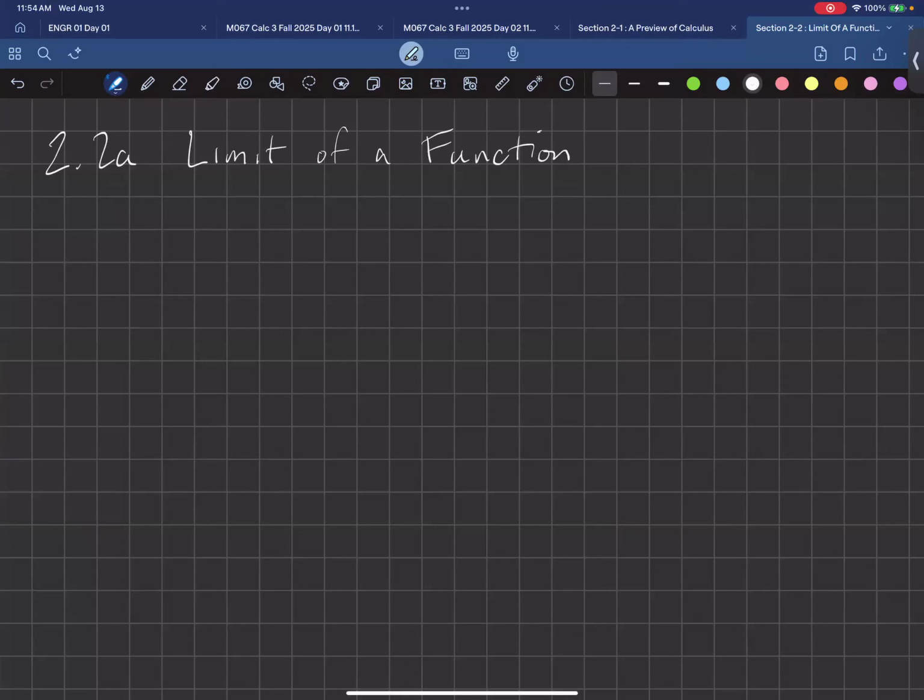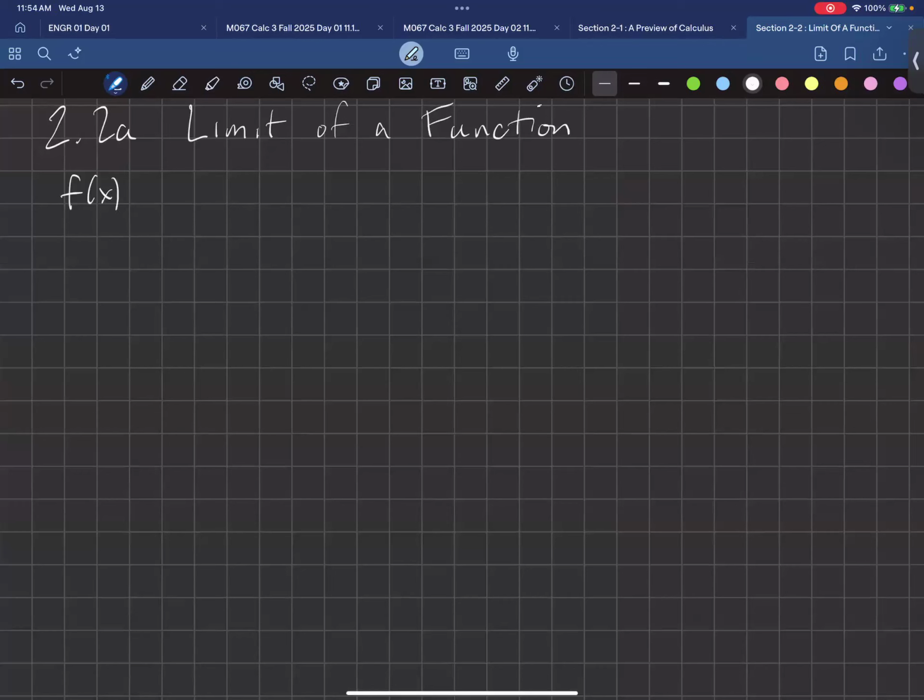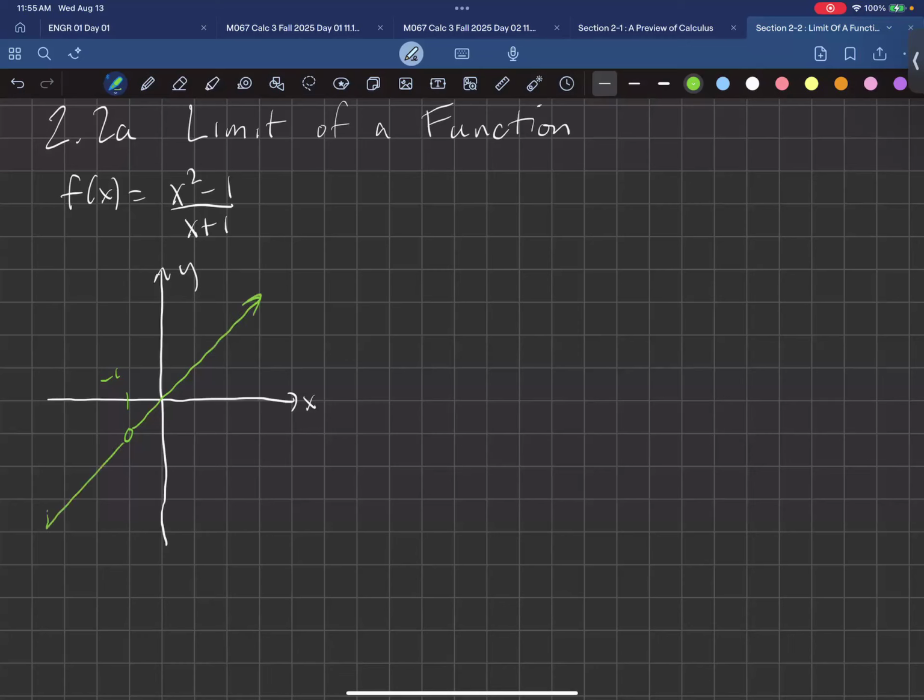So I'm going to start off with a couple examples. If we have f of x equals x squared minus 1 over x plus 1, and we'll take a look at how I'm going to get this in the next chapter. We have something going on like this. If this is x and this is y, then here at -1, there is a hole in the graph. There's a hole. In fact, I want to make that a big hole so that you can see it easily.